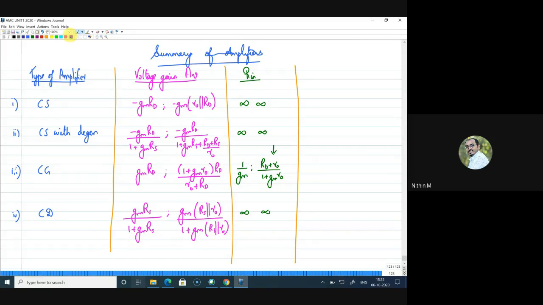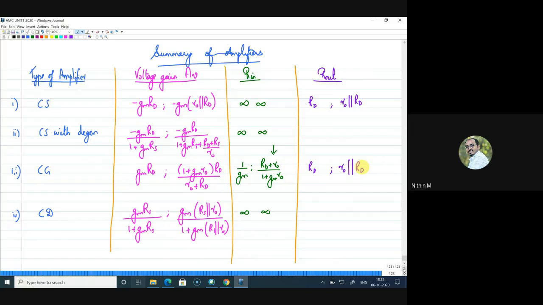Now finally, let me write what is Rout here for all the three cases. So Rout, the first is common source amplifier. Rout will be Rd without lambda. With the lambda it is R0 parallel to Rd, right? So the same will be for common gate also, so I will directly write it here. It is Rd here and R0 parallel to Rd, right?